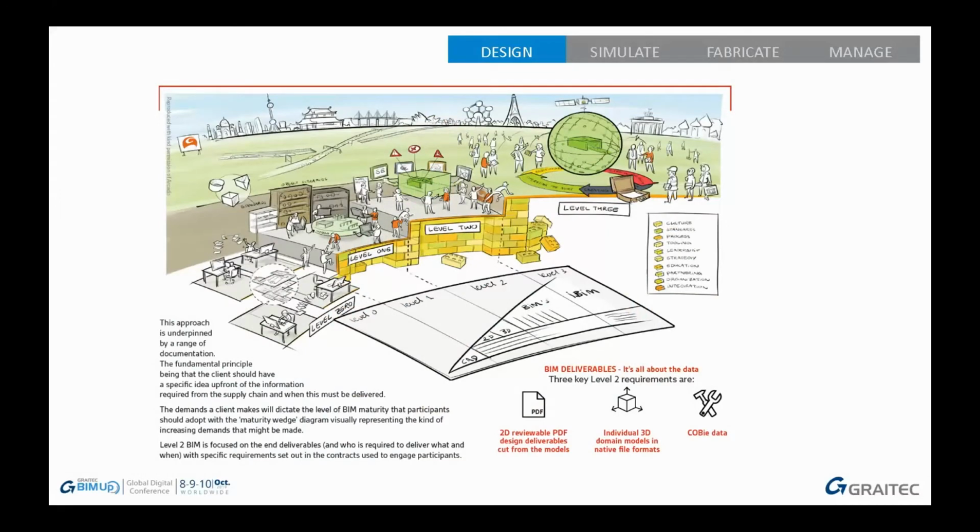BIM Level 2 is about having a common data environment that's fed by your data and therefore a source for data for the whole project, including your 3D models. The key deliverables are 2D documentation derived from the 3D models themselves, and COBie data. And this is where we're at. We're at BIM Level 2.